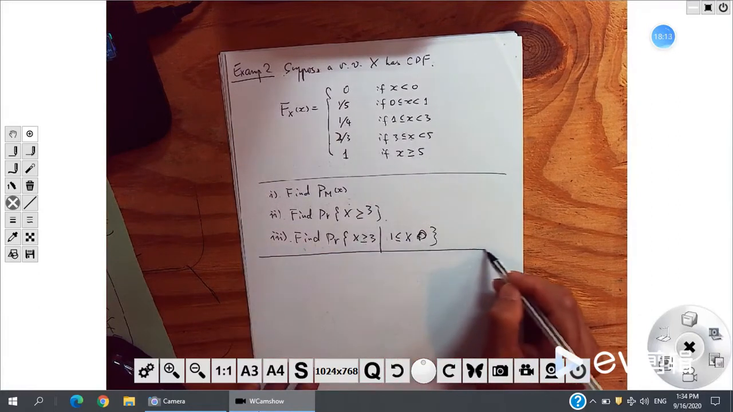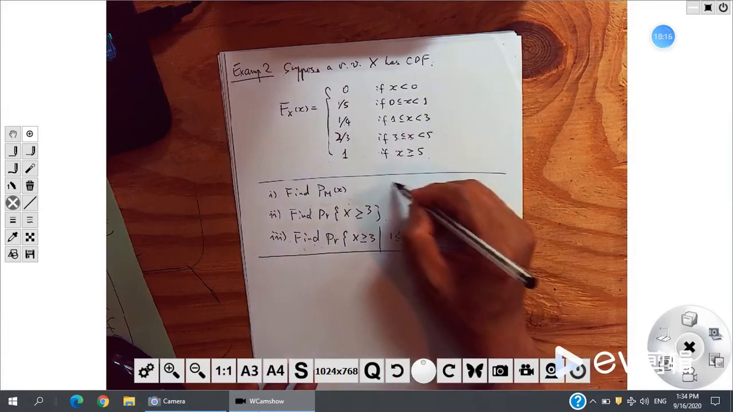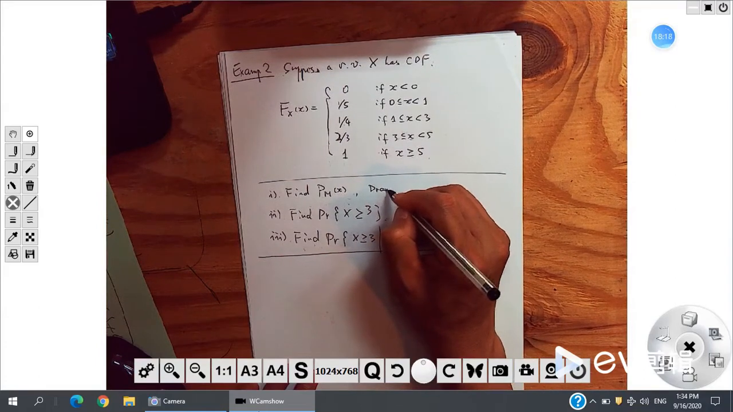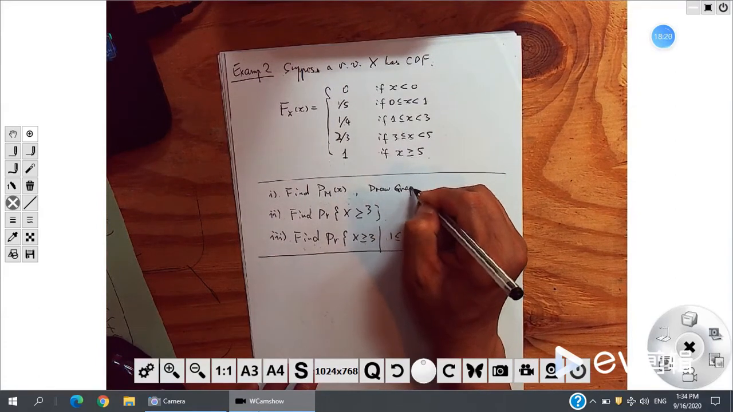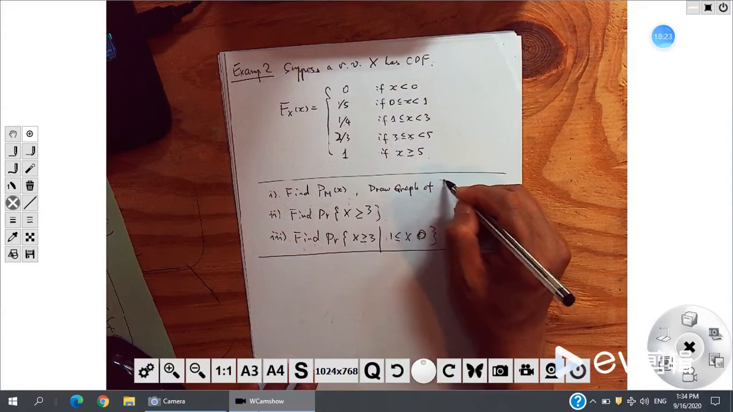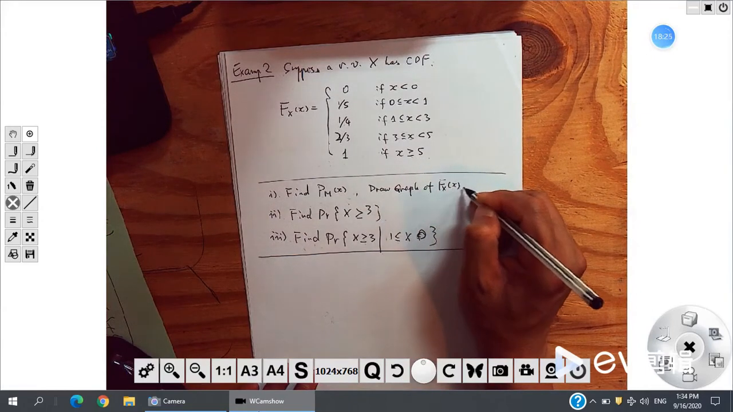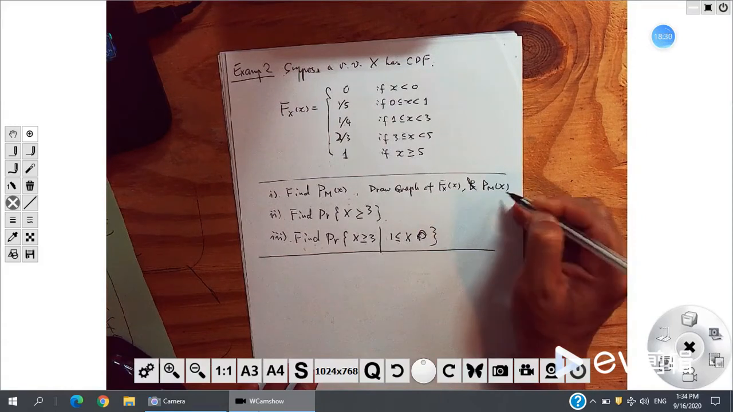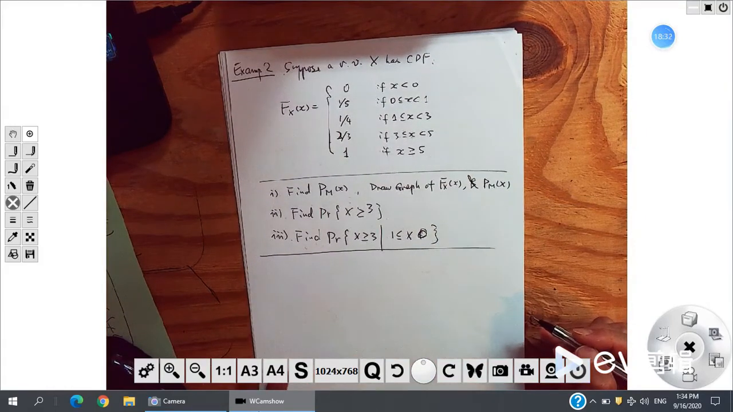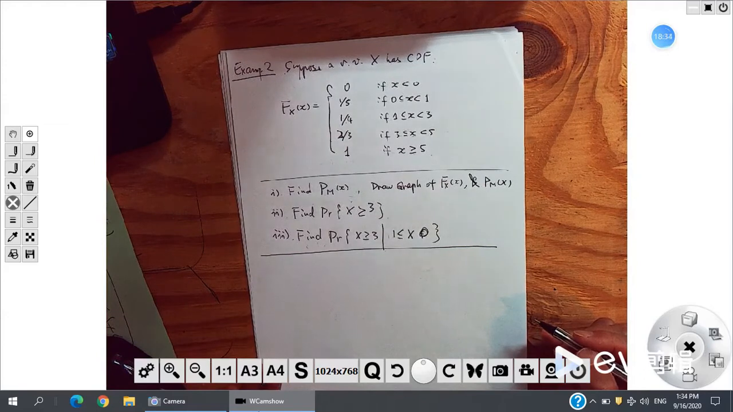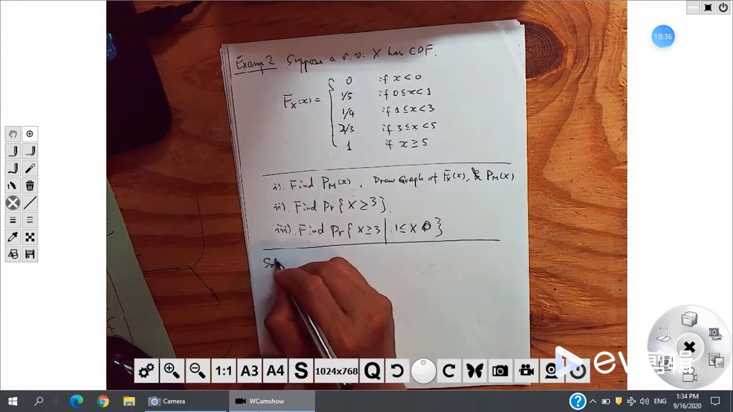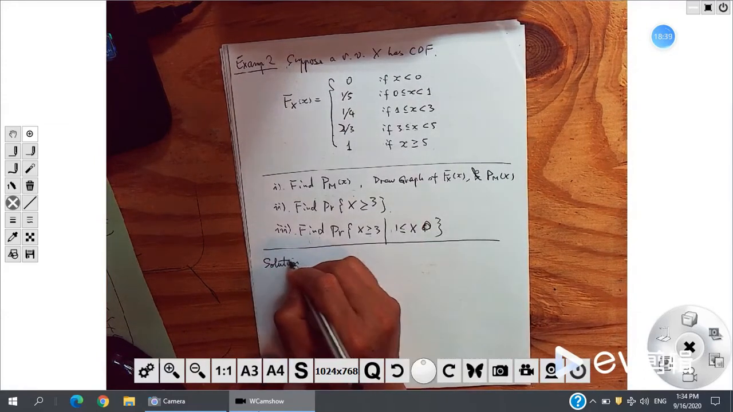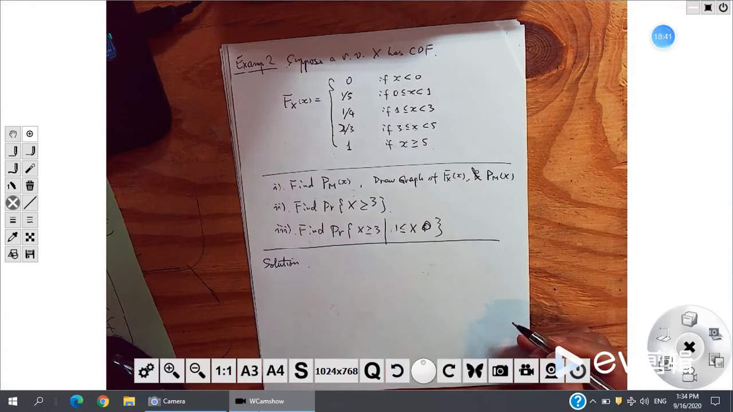We have 3 questions, and of course, I want to draw the graph of F_X, the CDF, and the probability mass function. I want to draw the graph of these 2 functions. Okay, now how to do it? Here we have F_X, right? Then what can we do? We can think like that.